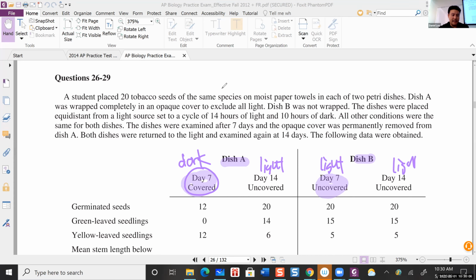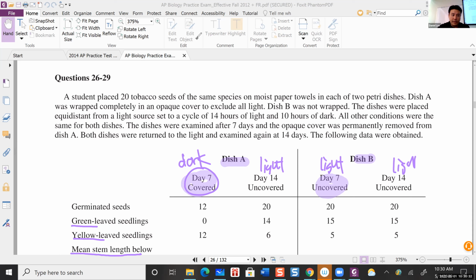Now, first thing is that when seed germinates, it does not use light. We already said that, right? Now, what about green leaves and yellow leaves? Yeah, the leaves have to turn green in order to start photosynthesis. So initially, it's kind of yellow, and then it's going to turn green. Then you do photosynthesis.